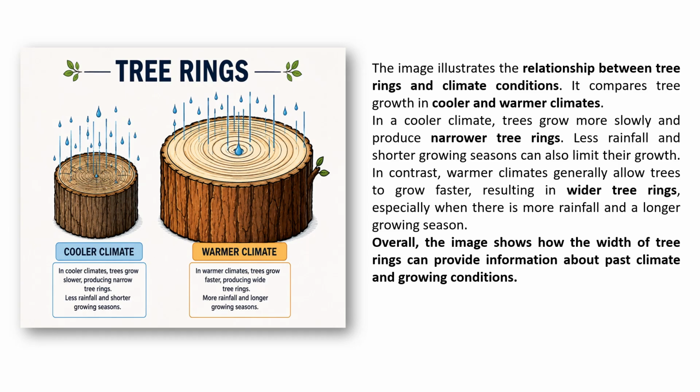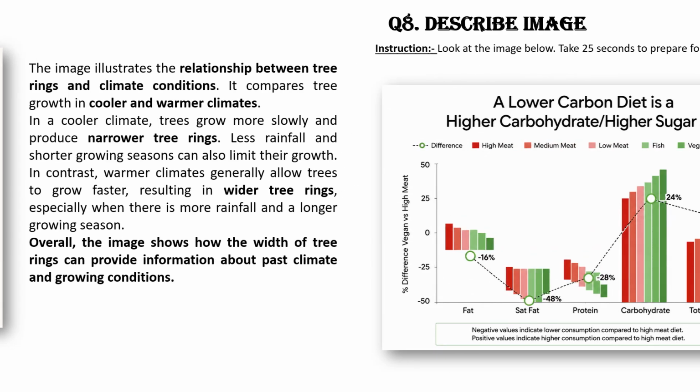In contrast, warmer climates generally allow trees to grow faster, resulting in wider tree rings, especially when there is more rainfall and a longer growing season. Overall, the image shows how the width of tree rings can provide information about past climate and growing conditions.